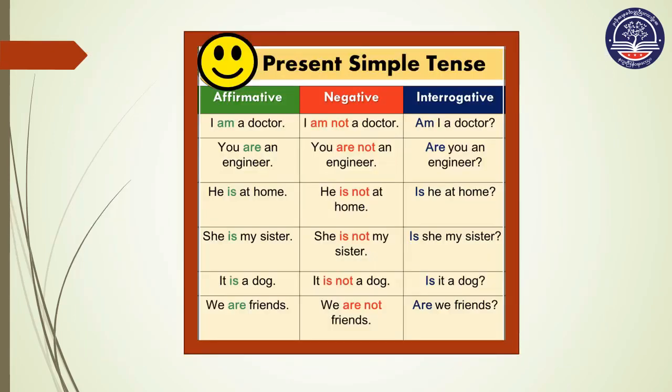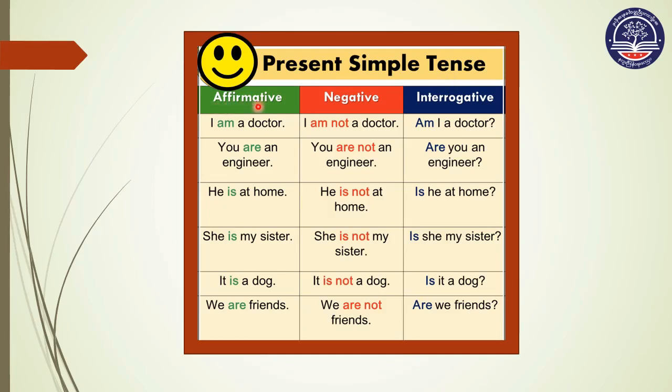Now let's look at the present simple tense. And over here, you will see there are three columns. One is the affirmative, that means the positive form, negative, and in blue, the interrogative. Interrogative means the question form, okay? So I'm going to read you the sentences, and I'd like you to notice what is the form, okay?